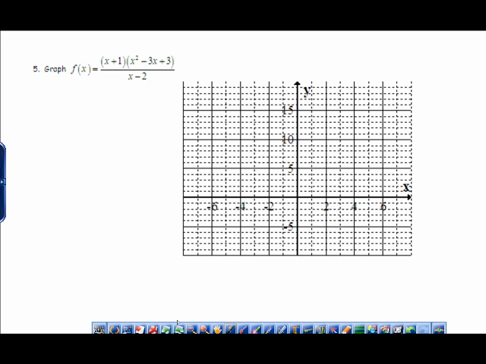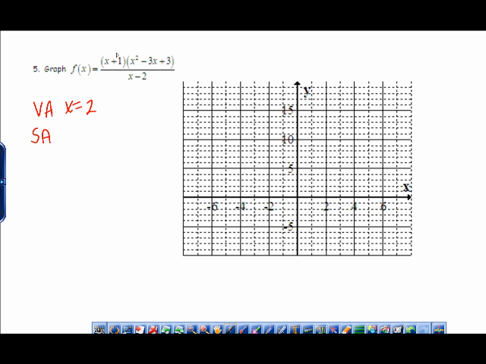Okay, so number 5. All right, this one is mostly already factored for us. It looks like I could possibly factor this further. What do you think? Nope, not going to factor it further. Okay, so let's go ahead and just start finding the things that we know how to find. There are no holes because nothing cancels, but we have a vertical asymptote of x equals 2. And again, we're going to have a slant asymptote on this one.